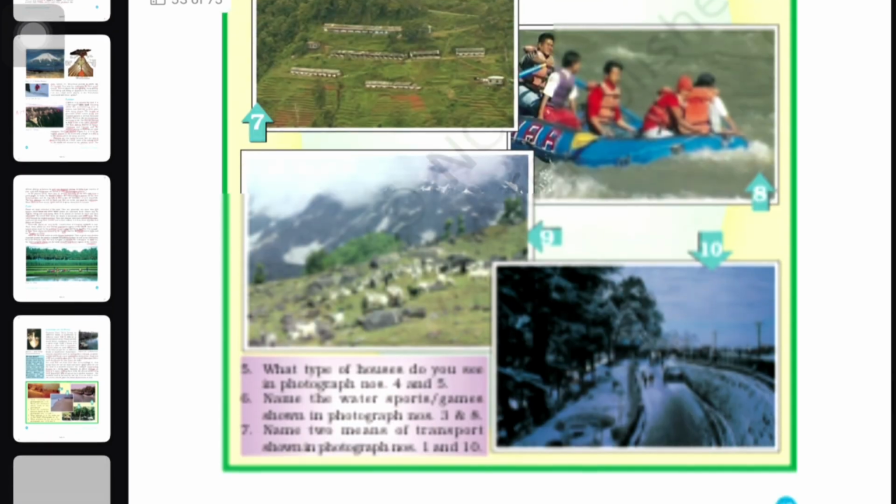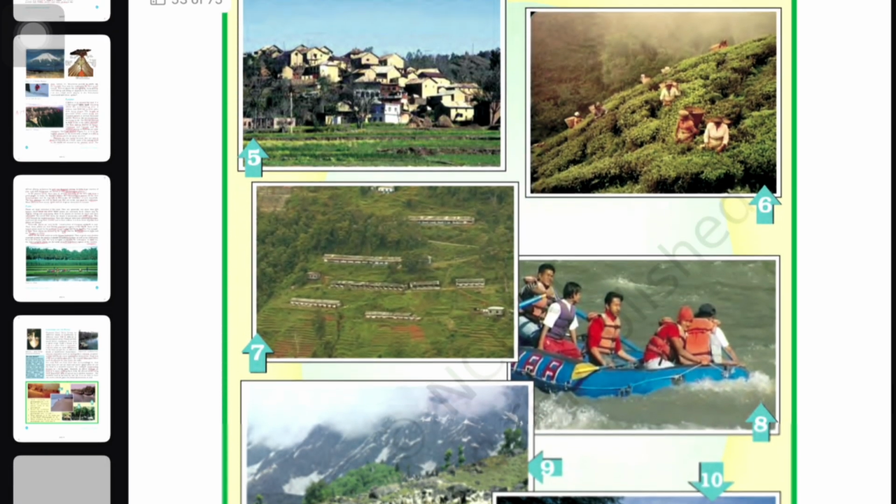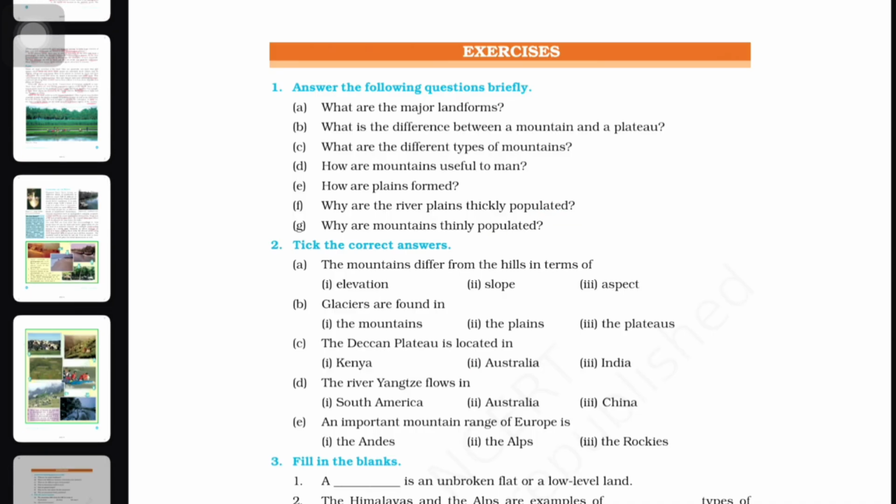Here are some activities to do, so you can do them by yourself. So yeah, this was all about the chapter. Let's do the exercises now.